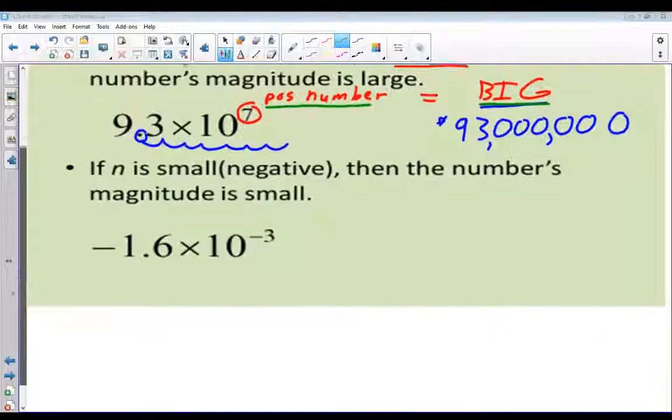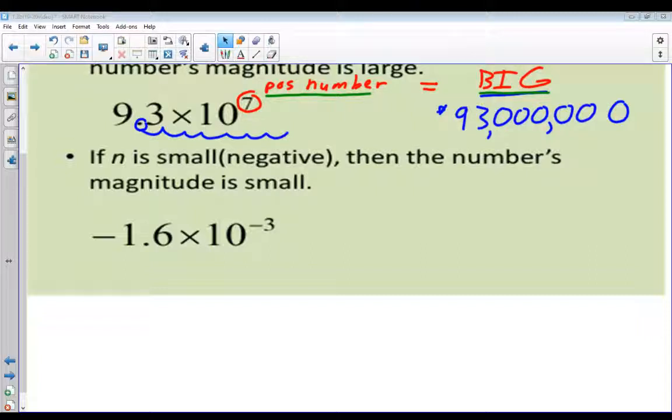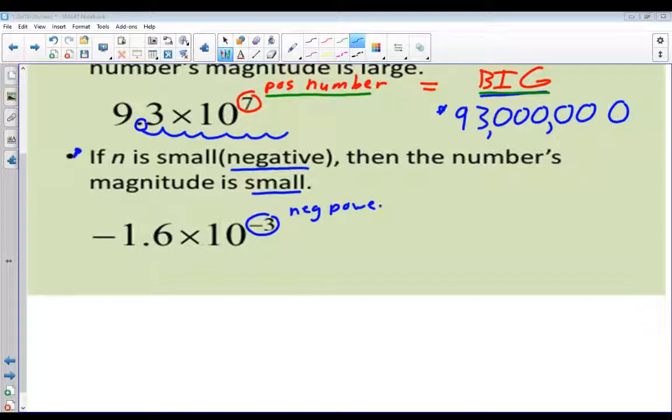And you can probably guess that's going to be the opposite if you have a negative power. Or in other words, if your power is small or negative, then your number's magnitude is going to be small. And again, translation. Take a look at this number. It's a negative power. And if it's negative, that means your final answer is going to be little. So in other words, for this example, let's say I had to move the decimal left or right, the negative would tell me I have to move it to the left, and specifically left 3 spaces.